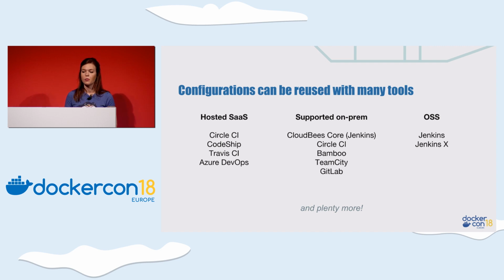There's no need to rewrite stuff. You can also do this on-prem with, for example, Jenkins from CloudBees or TeamCity or GitLab or whatever. You can also use it with open source. So it's not just Docker ecosystem tools from Docker, but it's tools from the entire container community, container ecosystem, where you can reuse a lot of these artifacts, which saves you a lot of time.